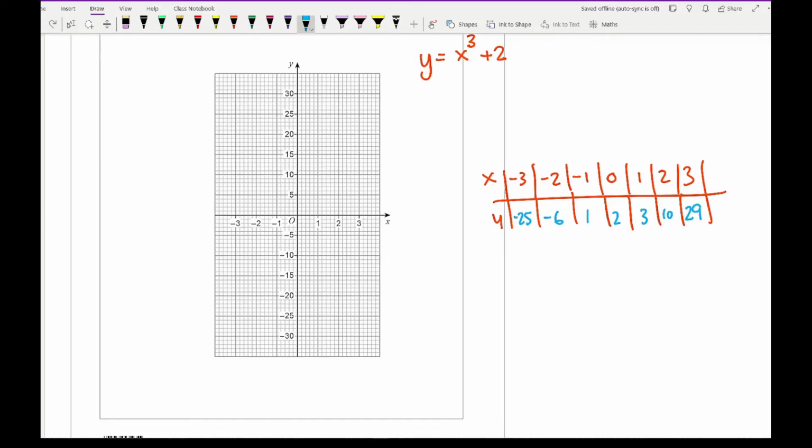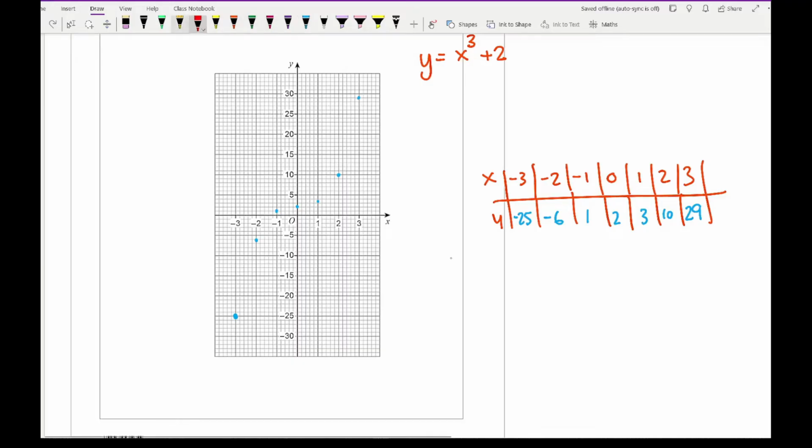So I've got -3 is at -25, so that's that point there. -2 is at -6, which is there. -1 is at 1, which is there. 0 is at 2, which is there. Then at 1 it's at 3, which is there. 2 it's at 10, so nice easy one, and at 3 it's at 29, like so. And then what we then need to do is join these points.